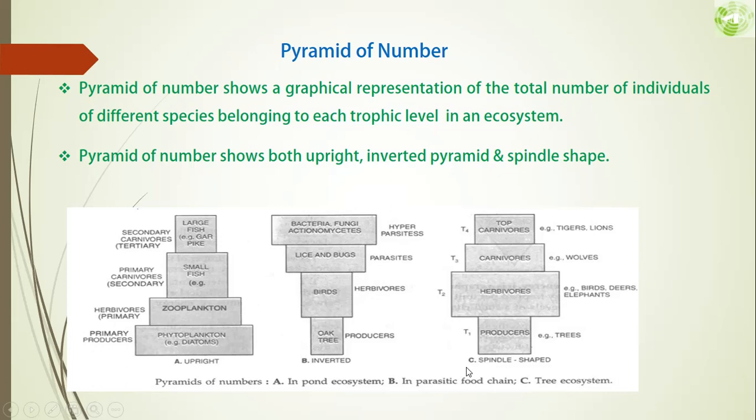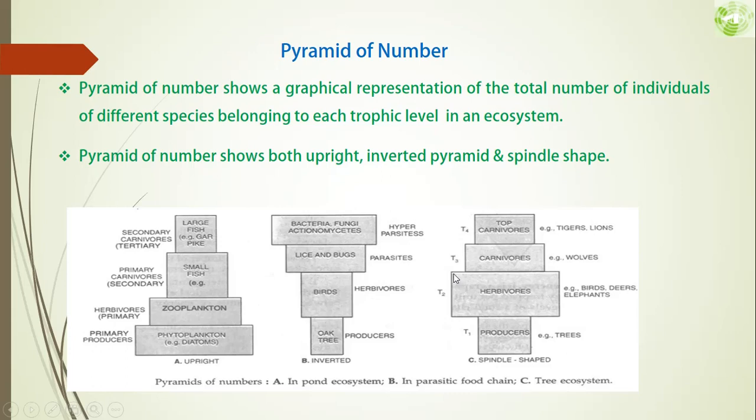Then option C, the tree ecosystem, shows a spindle-shaped pyramid. Here the producer is a tree, which is less in population in comparison to herbivores. Herbivores are birds, deer, and elephants, the majority of the population.